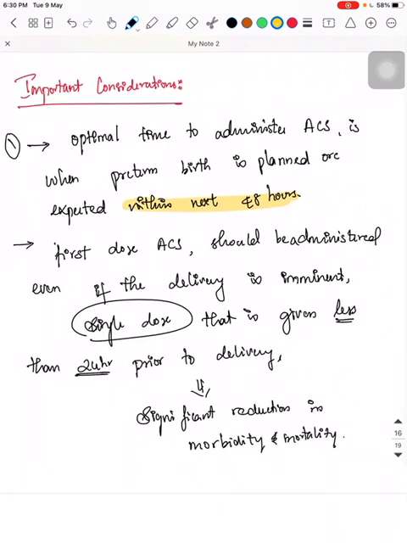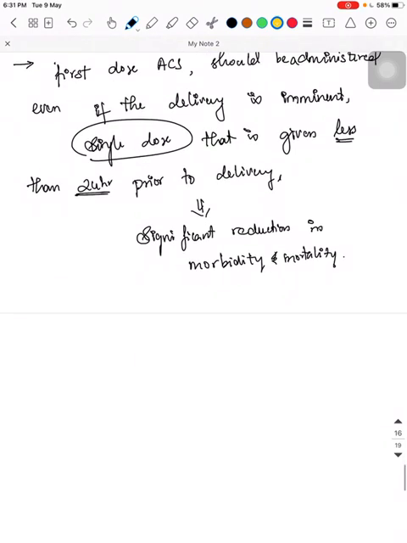Second, multiple pregnancies should also receive the same dose. So the second consideration is multiple pregnancy. Even if it's twins or triplets, everybody should receive the same dose.